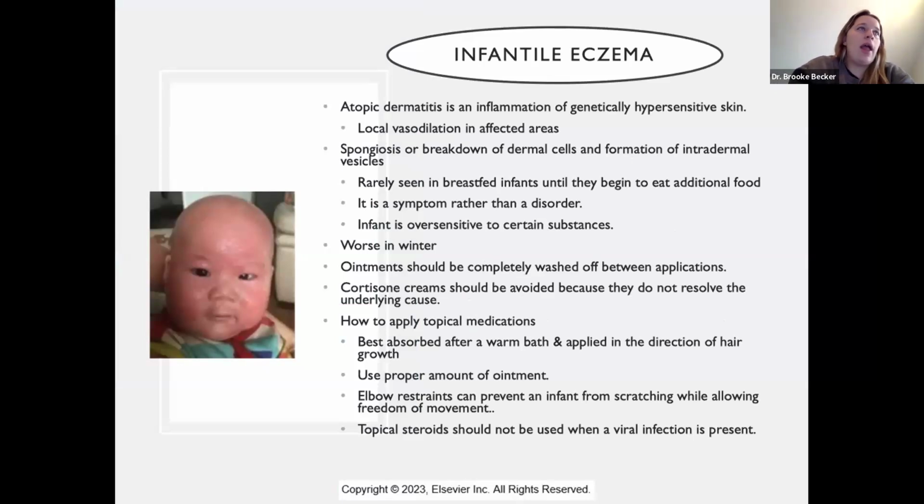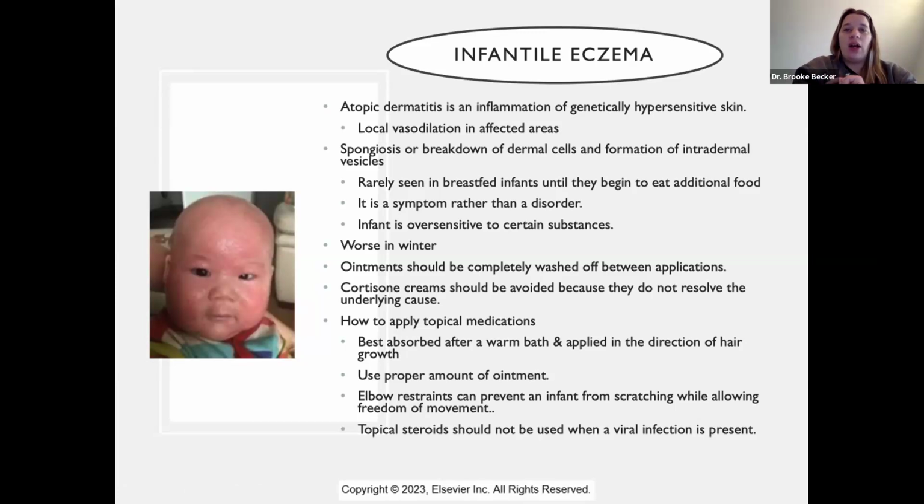Eczema. So atopic dermatitis is another name for eczema, okay? This is hypersensitivity of the skin, but a lot of times these kids also have systemic involvement as well. So a lot of times kids with eczema have really bad allergies. They're also more at risk for asthma to develop, okay? So you rarely see this in breastfed infants until they start eating other foods, okay?